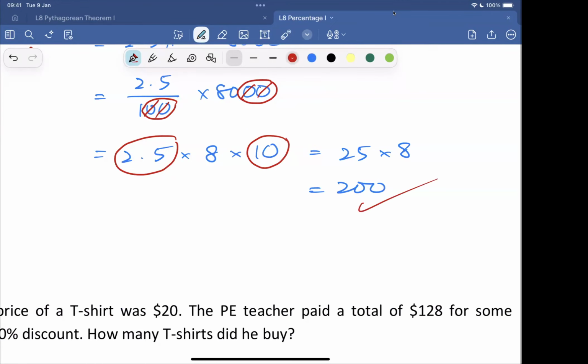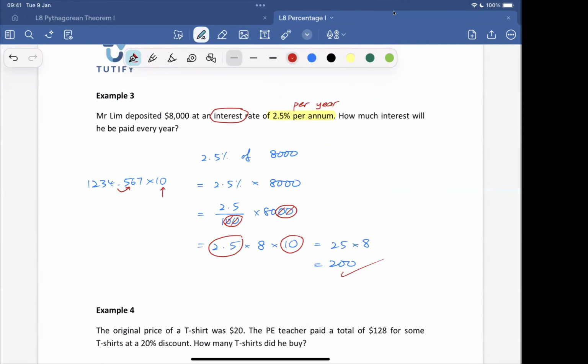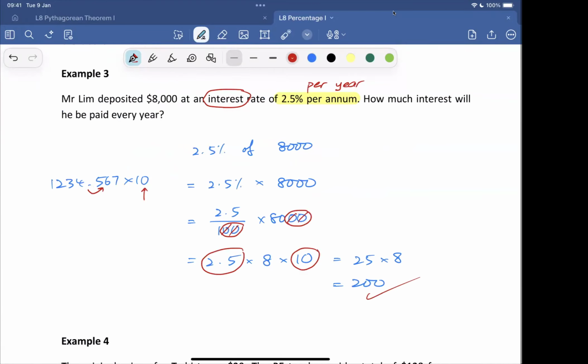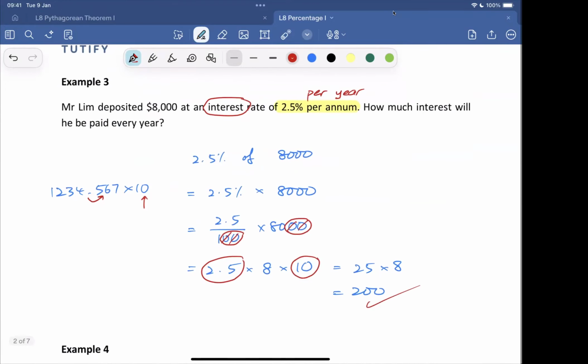You found the interest. So that means if you put your money in the bank for 1 year, then how much will the bank pay you? $200. Now, my next question is, is 2.5% a lot or very little? Very little.